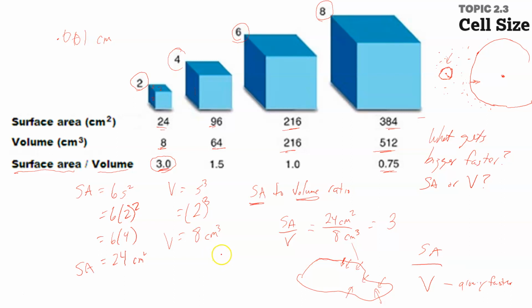Okay. So go ahead and calculate this one just for your own knowledge. Just look at 0.001 centimeters. Calculate the surface area, calculate the volume, and then calculate the surface area to volume ratio, and see what you get. You should get something pretty large, meaning that there's a lot of surface area per amount of volume.